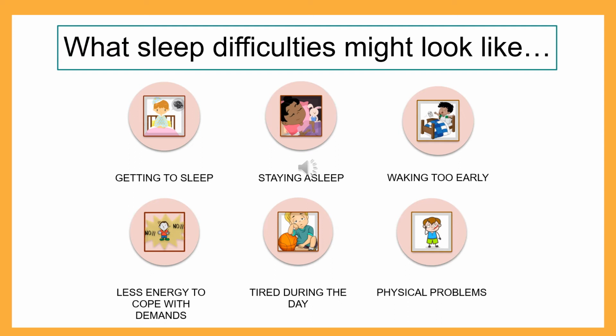What sleep difficulties might look like. Lots of children and young people find it difficult getting to sleep, staying asleep, or wake too early. Children and young people need at least 9 hours of sleep every night.